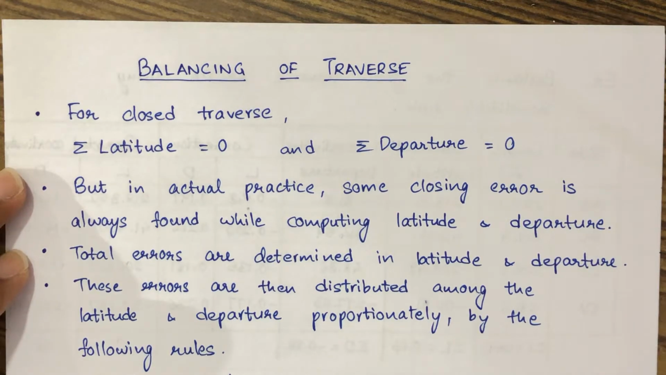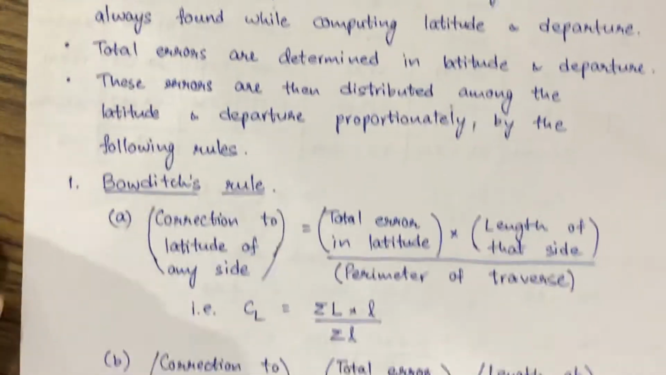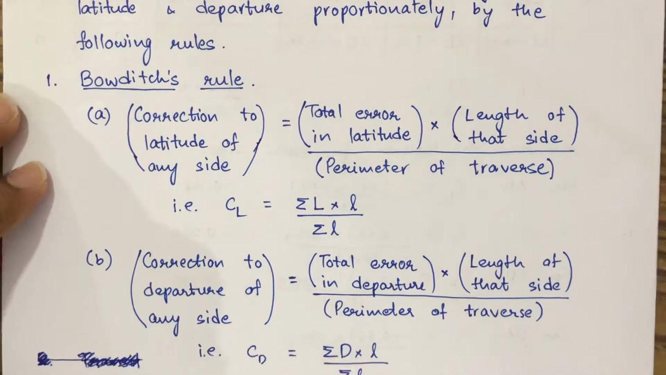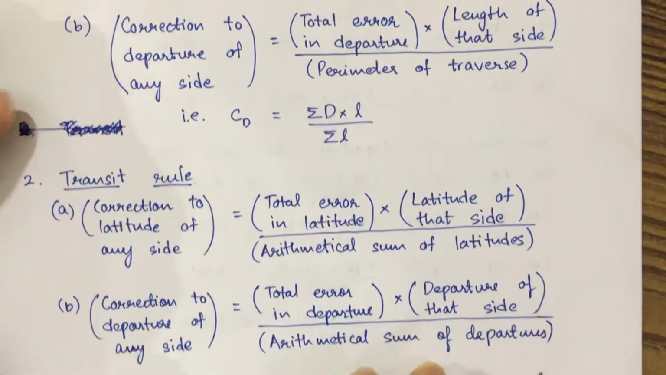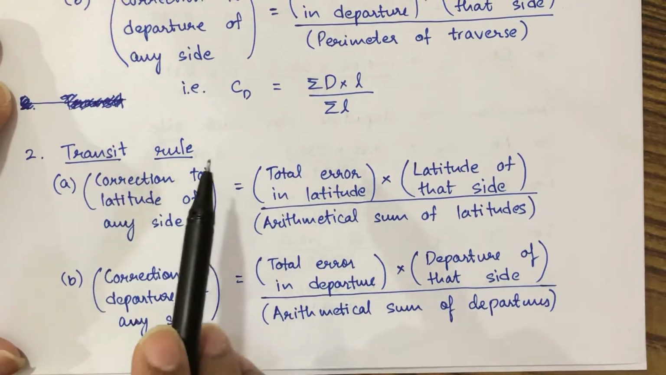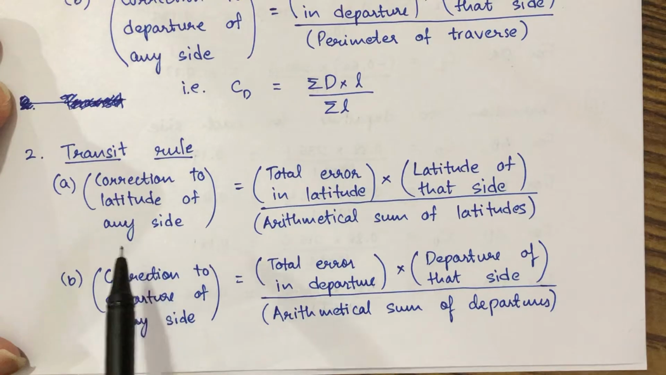Hello all. In my previous video, we had discussed balancing of traverse. In that, we had seen the Bowditch's rule. Now in this video, I will be discussing the second rule for balancing of the traverse, and that is known as the transit rule.